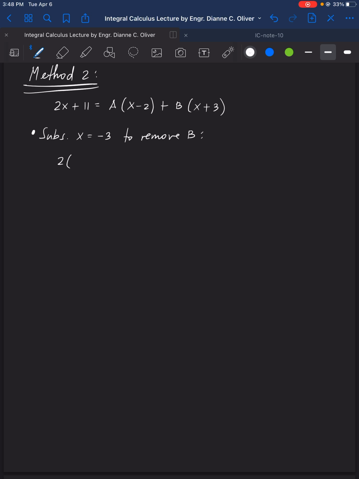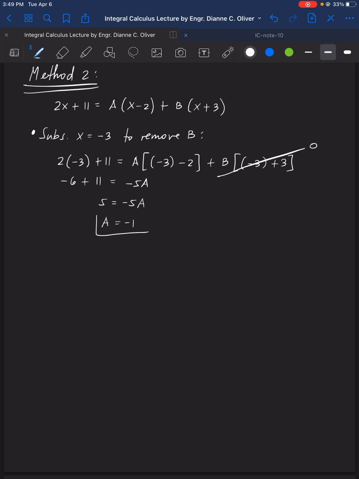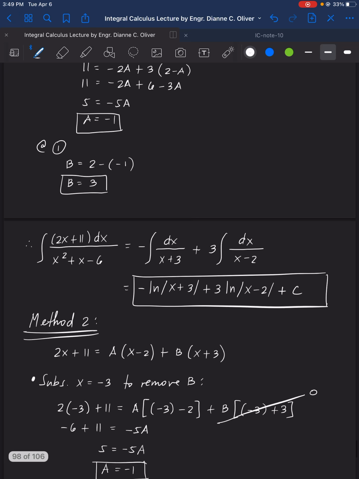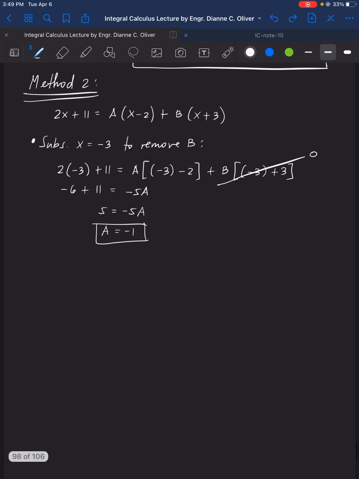So we have here 2 times negative 3 plus 11 is equal to a times (negative 3 minus 2) plus b times (negative 3 plus 3), and this is already 0. So we have here negative 6 plus 11, that is equal to negative 5a. This is 5 is equal to negative 5a, therefore a is equal to negative 1. Same as what we got here in method 1.